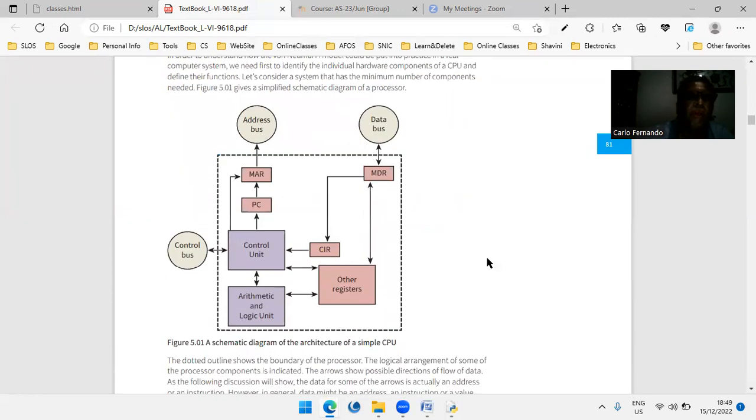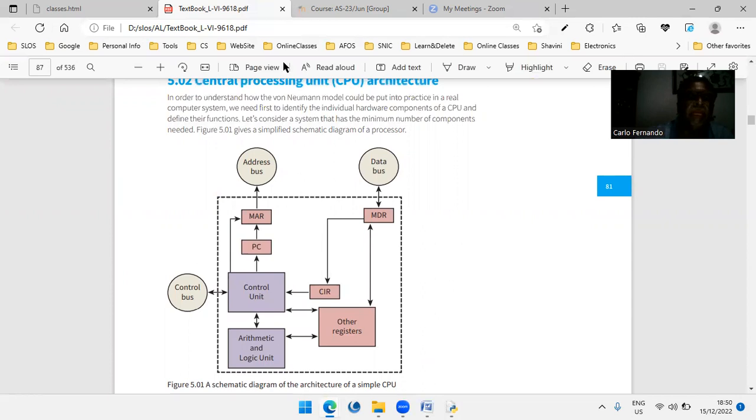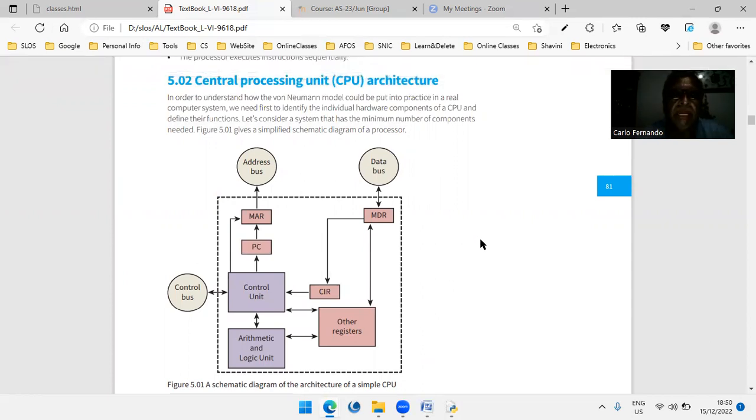Here is a drawing, a nice drawing, and a little bit of explanation. In order to understand how the von Neumann, they say von. In German, V is pronounced as F. Volkswagen is spelled V-O. Right? Von Neumann model could be put into practice in a real computer system.